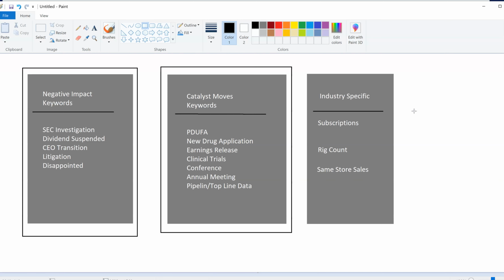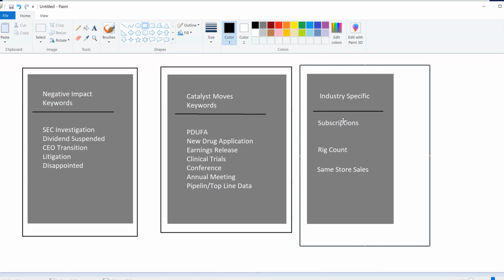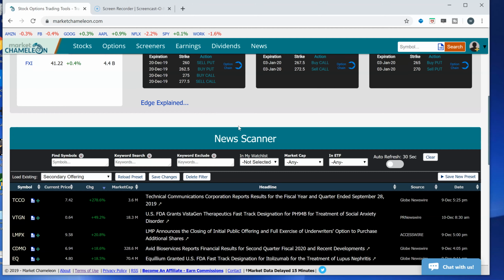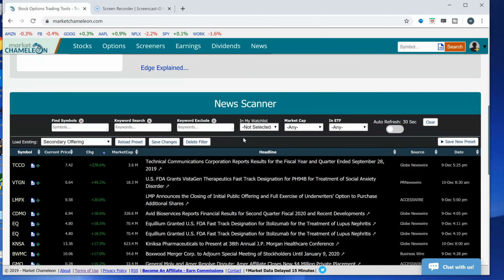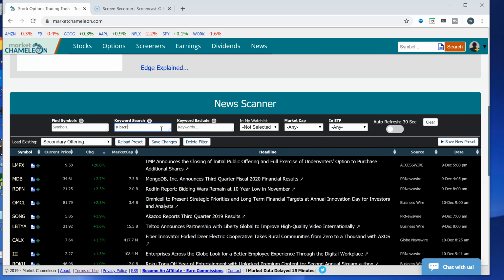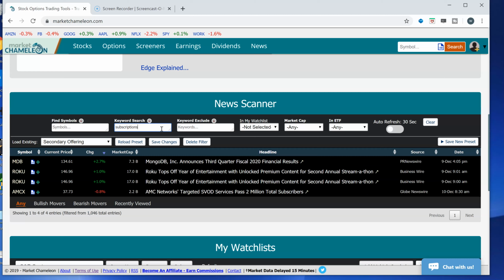Or you could look for news that is specific to an industry that's important to you. Let's say you have a watch list of Netflix and Facebook and Twitter and Disney. Well, a lot of their business is dependent on subscriptions, right? So you could create a watch list and you want to see, did they say anything about their subscriptions? So let's just take a look really quick here and see how that would look. Let's say subscriptions, and that could be important information.